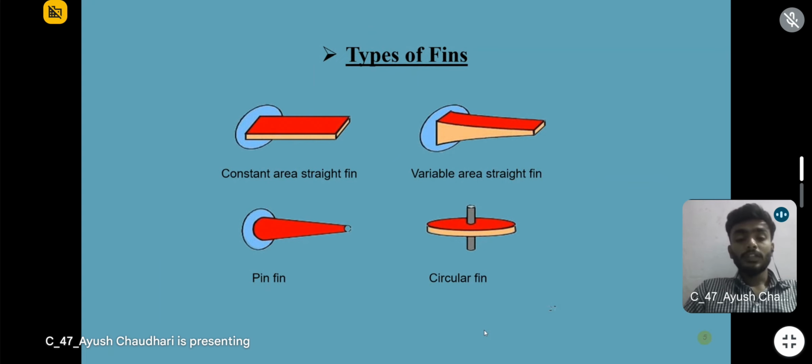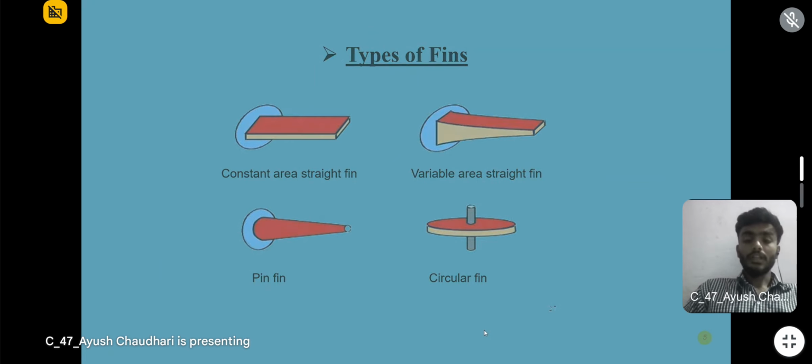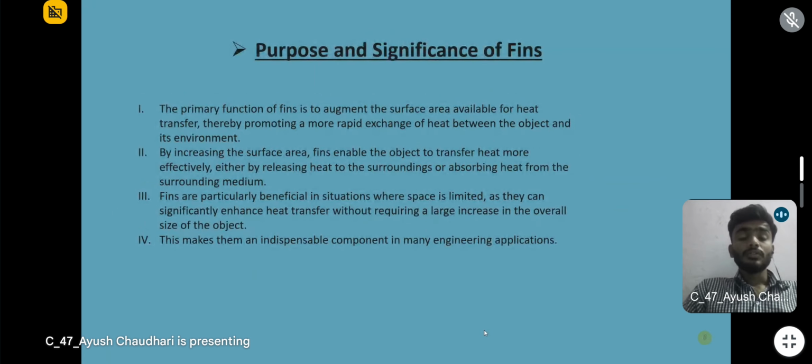So the third one is the pin fin. As we can see here, the fin has a tip at the end. The fourth one is the circular fin or annular fin. They are circular in nature, and it is used in very complex designs.